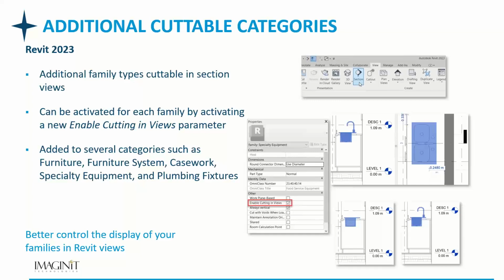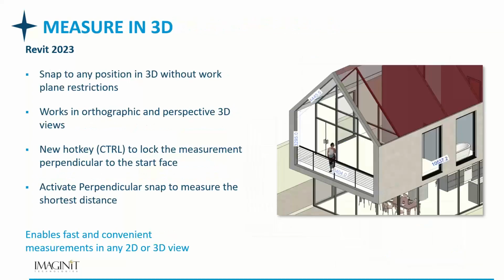This is another about-time tool that I really like. This is adding additional cuttable categories. As a matter of fact, I was just recently working on some bathroom families and trying to figure out how I could show them properly in sections and whatnot. So they've added a few more categories here. We got furniture, furniture systems, casework, specialty equipment, and plumbing fixtures. And now to do this, all we have to do is open up the family and check a box, and it will then be cuttable. This is really great. I'll actually demonstrate this to you.